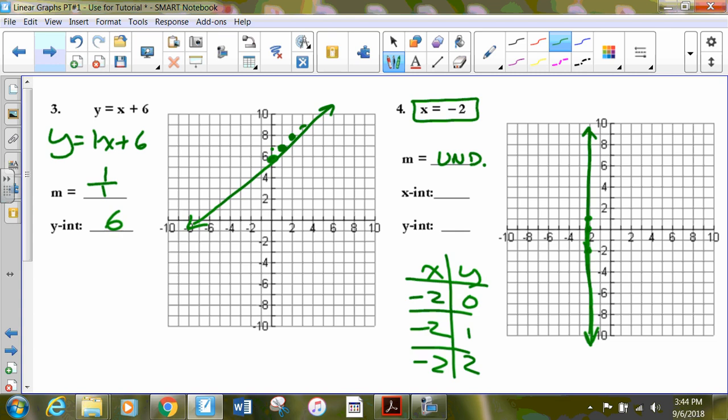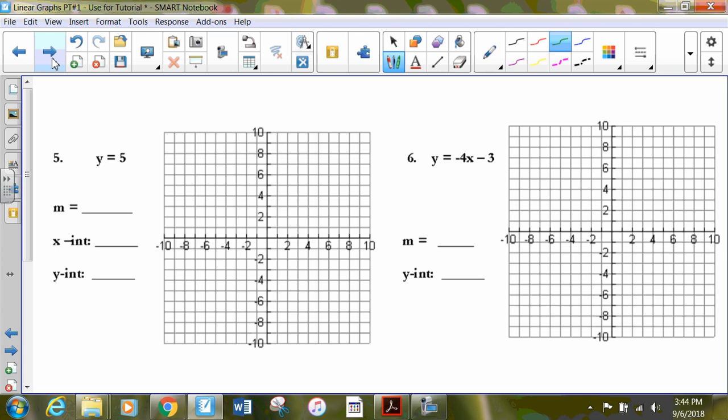The x-intercept is right here at -2. Do we have a y-intercept? Do we see it? Does this line ever cross the y-axis? Nope, it's never going to take a turn and cross the y-axis, so we'll say none. There's not a y-intercept.